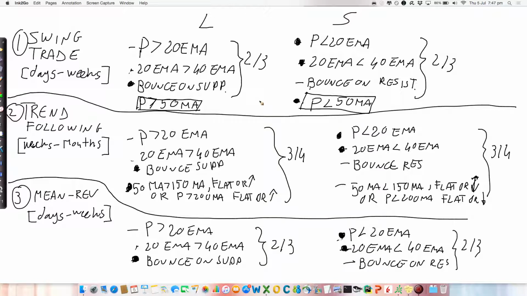So what could we do technically? It was not good for a long term. Why? Because we don't have 2 out of 3, and this is not true. This is also not good. The only one that I can see, actually there are 2, is this one, a short mean reversion or a short swing trade.